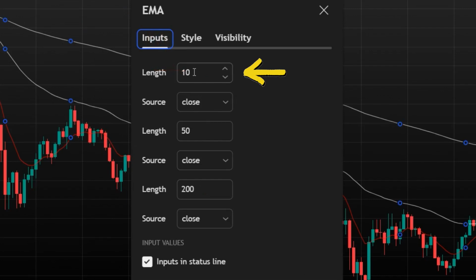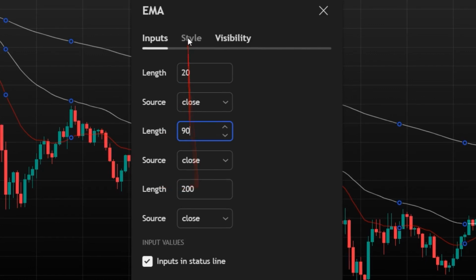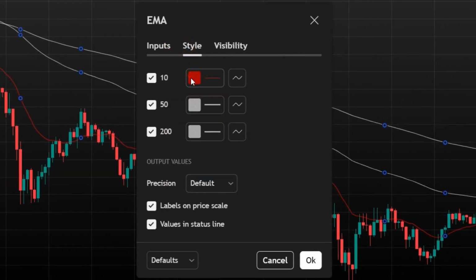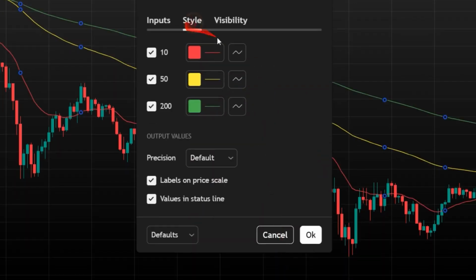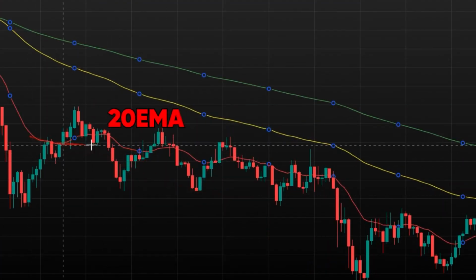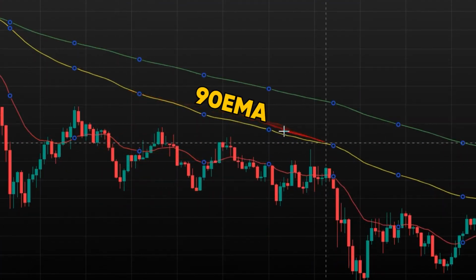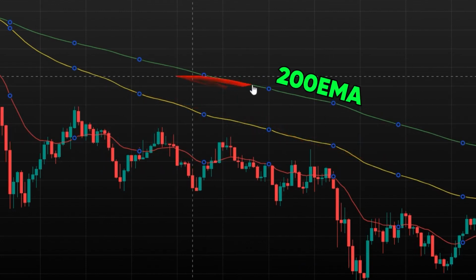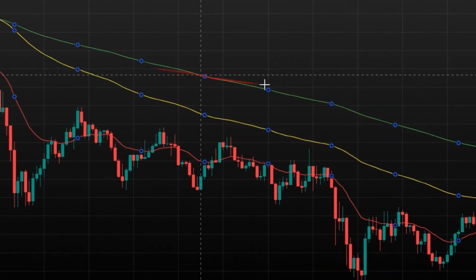Change the 10 EMA to 20. Change the 50 EMA to 90. Keep the 200 EMA as it is. With this setup, we now have the 20 EMA showing short-term moves, the 90 EMA tracking the medium-term trend, the 200 EMA showing the long-term direction.